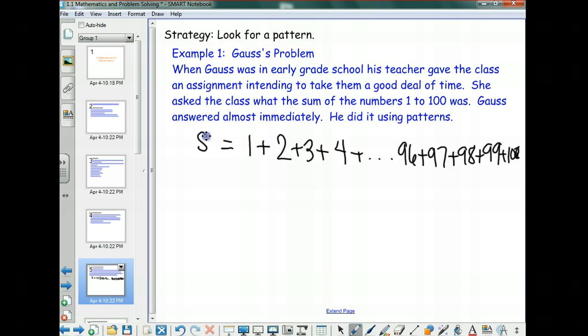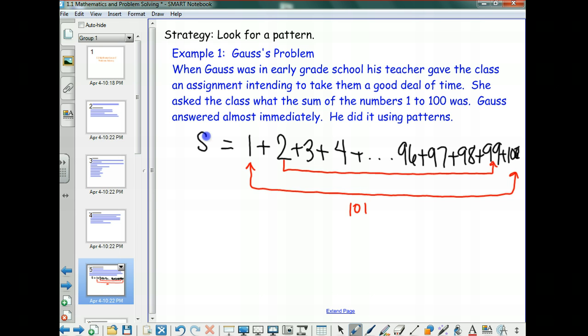Gauss noticed something. He noticed that if you take the number 1 and 100 and you add them together, what do you get? 101. And if you take the number 2 and 99, and then you add them together, what do you get? 101. And if you take the number 3 and 98, and you add them together, what do you get? That's kind of cool, isn't it? So we're going to do a bunch of times that we're going to add the number 101 together. Basically half the number of times that we have our sum. So we're going to have 101.